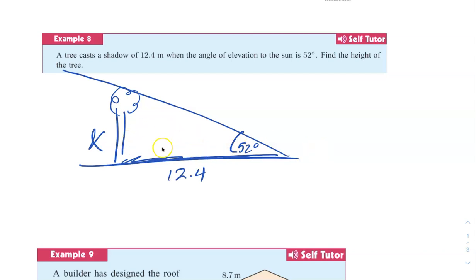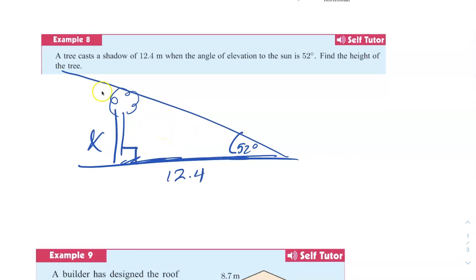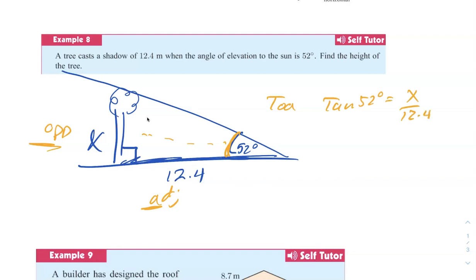So all we have here is a triangle. This is a right triangle because it's the height of a tree. All we have to do is figure out how to solve this. Here's our angle. Figure out the sides: this is opposite, this is adjacent. So O and A should be TOA. So tan of 52 degrees equals x over 12.4. Now we're just trying to solve for x, so let's get rid of the 12.4 by multiplying both sides by it. And we get 12.4 times tan of 52 degrees equals x.